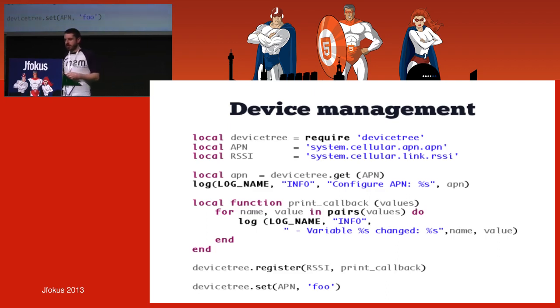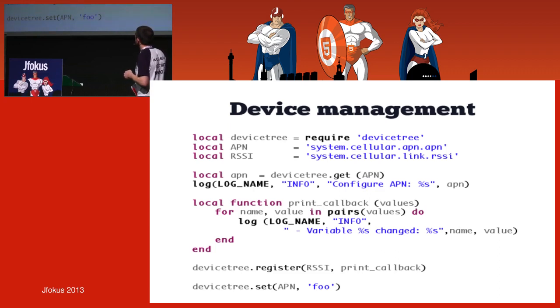When you want to do device management, you use the device tree module, and then if you want to access a value, that's quite simple, you use a getter on a specific path. Here that would be system.cellular.apn.apn. And if you want to know when a value is changed, whether because the value actually changed locally, that my signal strength has been changed, or the server has changed the configuration of the APN remotely, then you will register a specific listener, a specific callback on one or many paths, like here the RSSI.